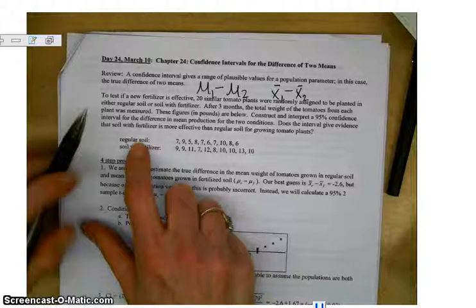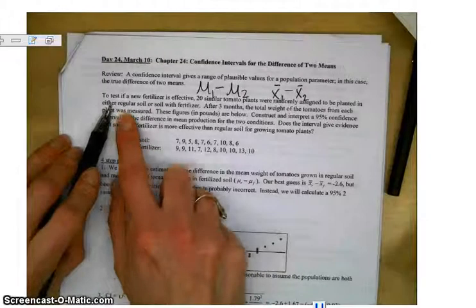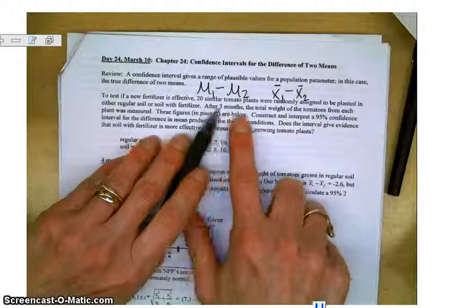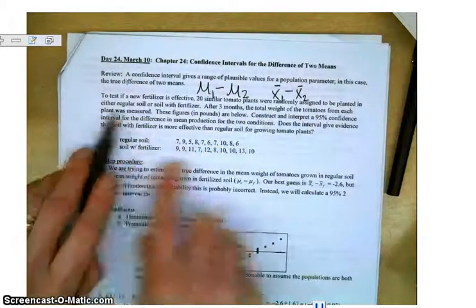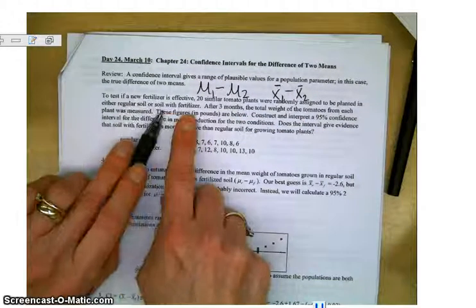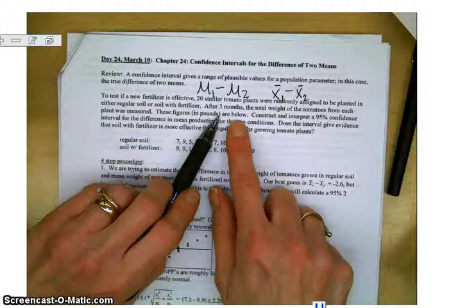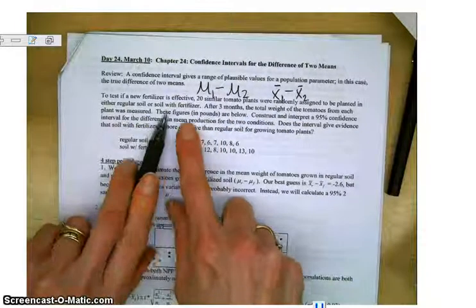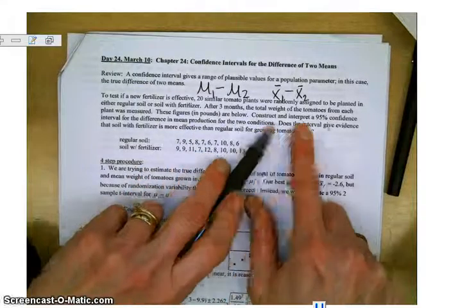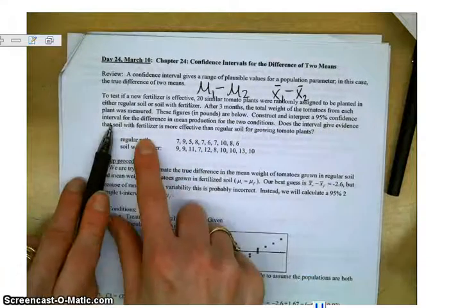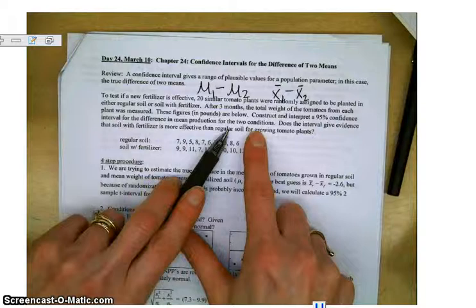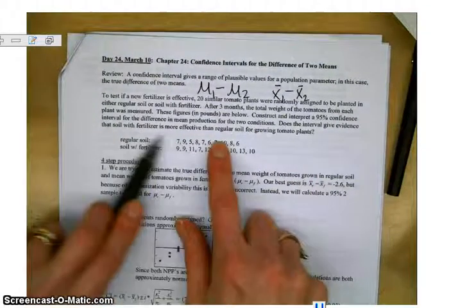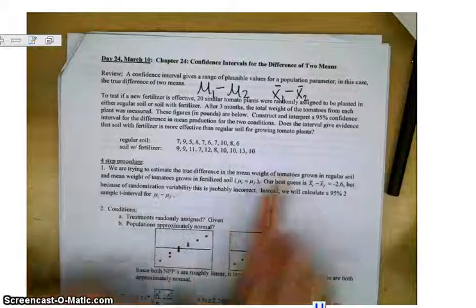All right, so we're going to do a test on fertilizer. To test if a new fertilizer is effective, 20 similar tomato plants were randomly assigned to be planted in either regular soil or soil with fertilizer. After 3 months, the total weight of the tomatoes from each plant was measured. These figures in pounds are below. Construct and interpret a 95% confidence interval for the difference in mean production for the two conditions. Does the interval give evidence that soil with fertilizer is more effective than regular soil for growing tomatoes?